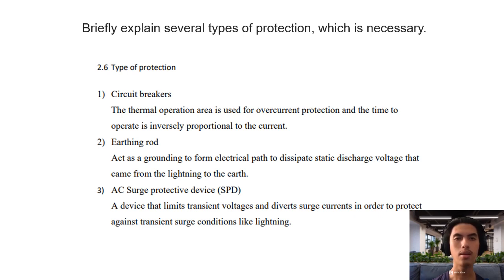It acts as a grounding to form an electrical path to dissipate static discharge voltage that comes from lightning to the earth. And the last one is that we have placed an AC surge protection device, which is the SPD. This device limits transient voltage and diverts surge currents in order to protect against transient surge conditions like lightning. So that's all from our presentation.